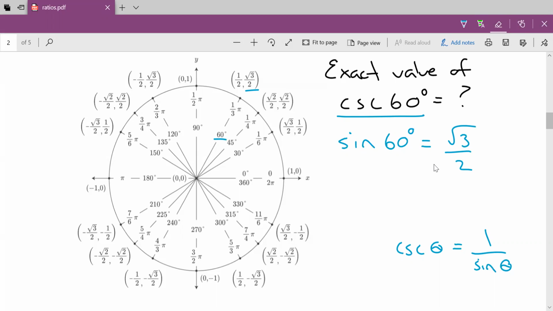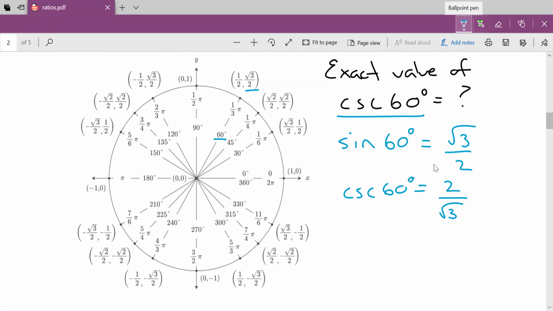Well, if I know what sine theta is and I'm being asked what the reciprocal of it is, all I'm simply going to do is then say this. Cosecant 60 degrees is the reciprocal of this. There it is. That's the exact value of cosecant 60 degrees. Now, my friends, technically that is your answer. However, sometimes you may be asked to rationalize.